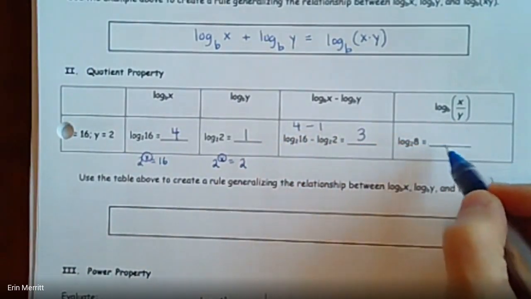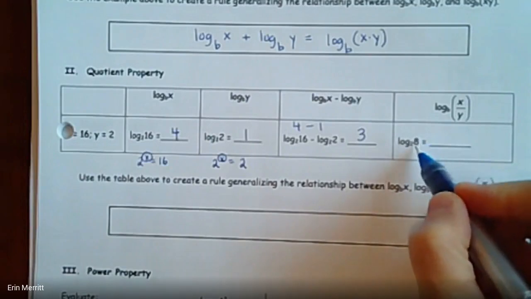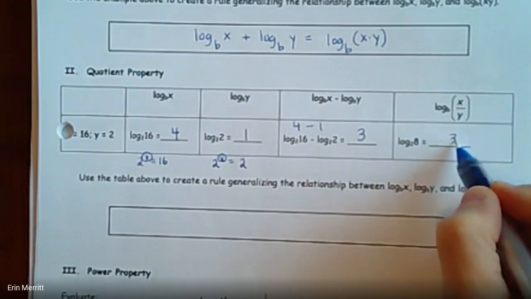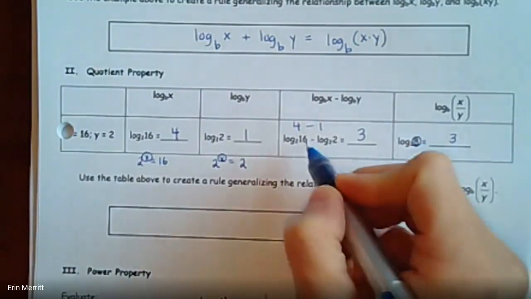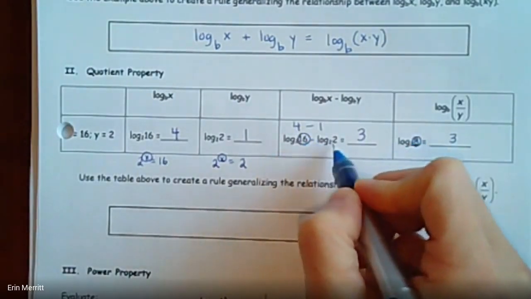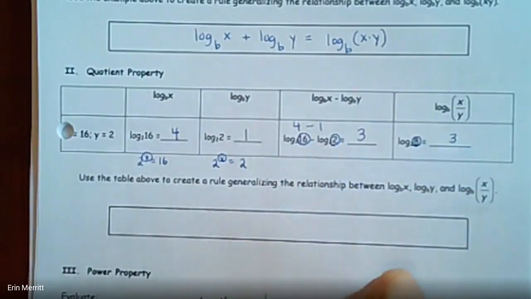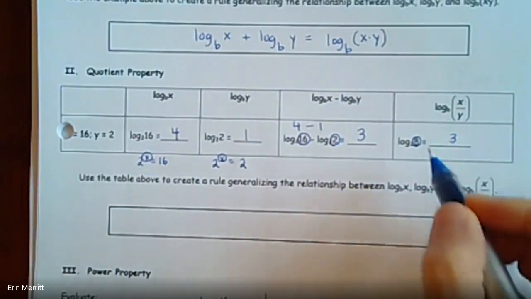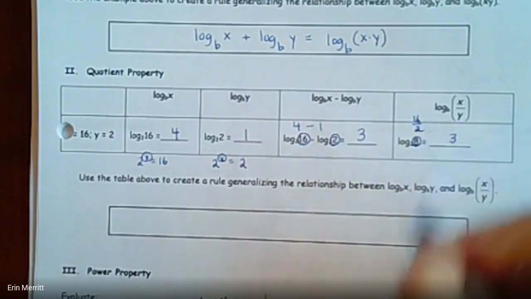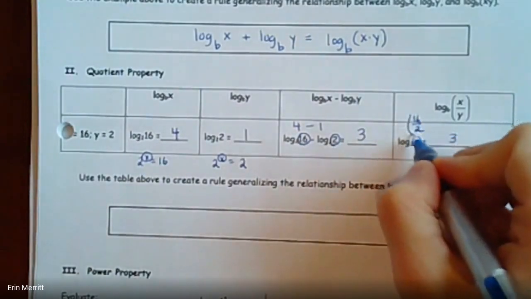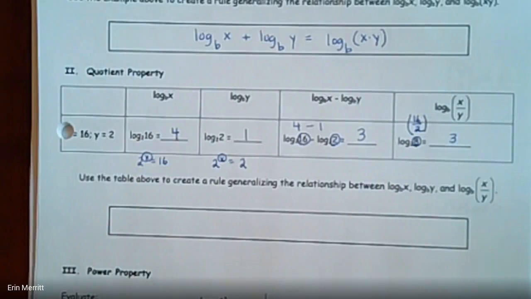And then come over here. If I do log base 2 of 8, we did that one above. We know that that one comes out to be 3. But what does 8 have to do with it? Well, when you come back here, you had 16 and you had 2. So where's the 8 coming from? 8 is 16 divided by 2.